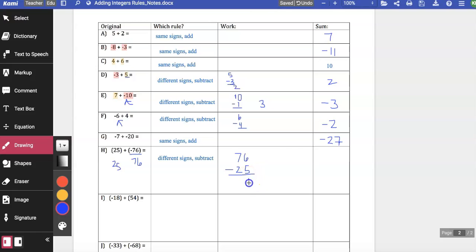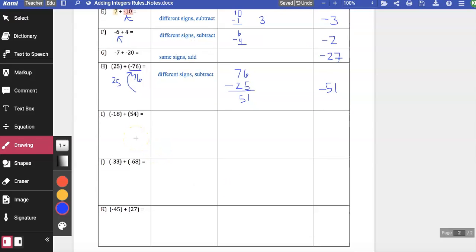All right, 6 minus 5 is 1. 7 minus 2 is 5. And now we have to ask ourselves, after we subtracted, did we have more negatives or more positives? We have 76 red integer chips and only 25 yellow. So the negatives went out.